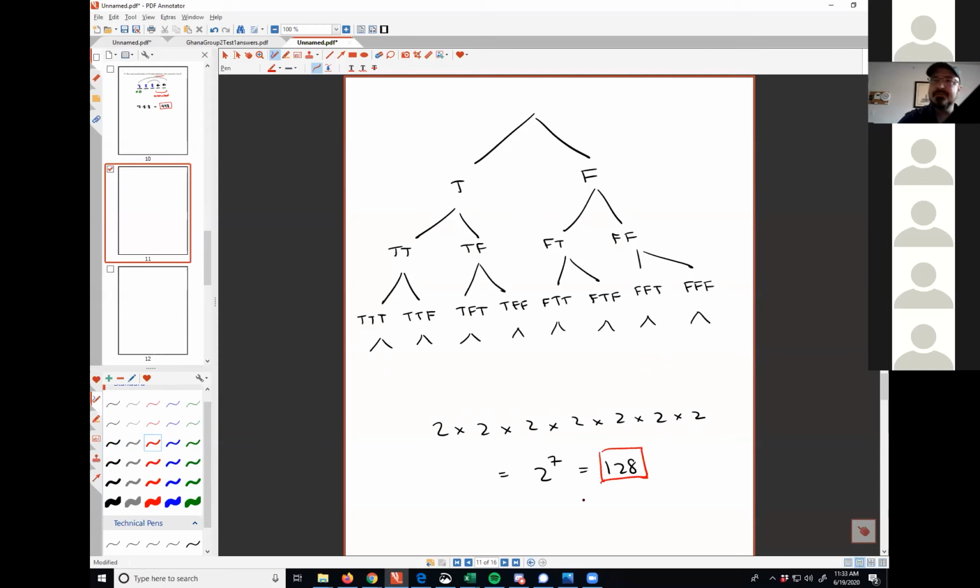So it's an equivalent question to saying how many different sequences of trues and falses can I make if there are 7 of them in the sequence. Any questions?